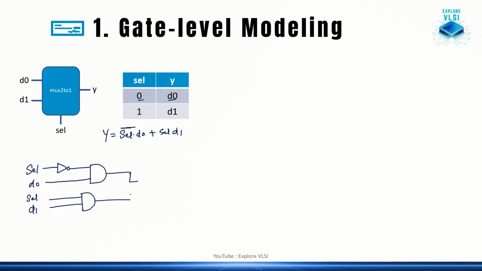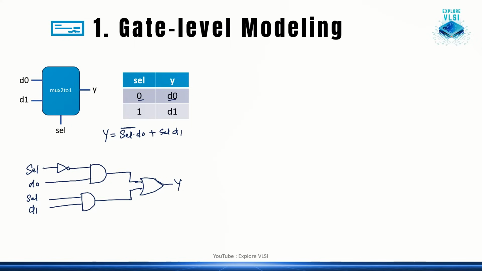This gives us two intermediate outputs here. We need to put one OR gate for plus functionality. This gives us output Y. This is the gate level structure we are going to have for 2:1 mux.